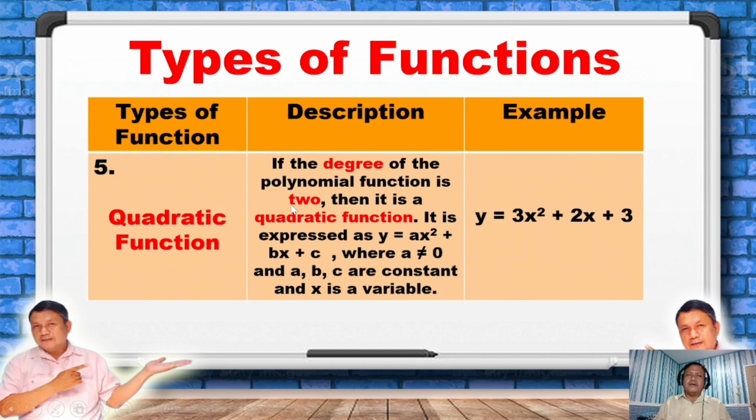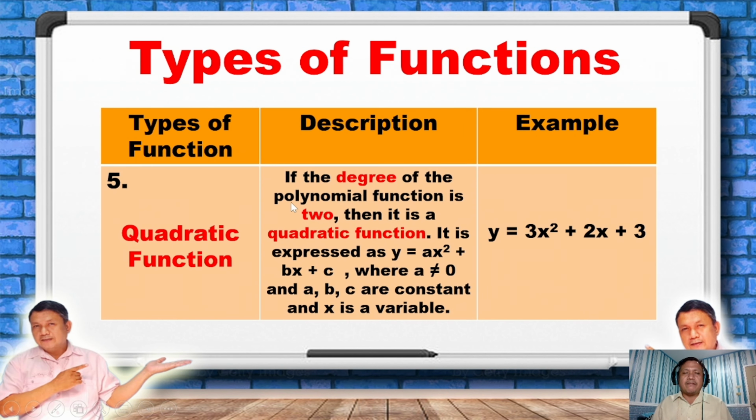Okay, let us proceed to number 5. So we have also the quadratic function. What is quadratic function? If the degree of the polynomial function is 2, so 2 naman dito, kung kanina ay 1, dito ay 2, then it is a quadratic function. It is expressed as y is equal to ax squared plus bx plus c, where a is not equal to 0, and a, b, and c are constants and x is a variable. Okay, look at the example here. So we have y is equal to 3x squared plus 3x plus 3. So again, if the highest degree is 2, I repeat, it belongs to a quadratic function.